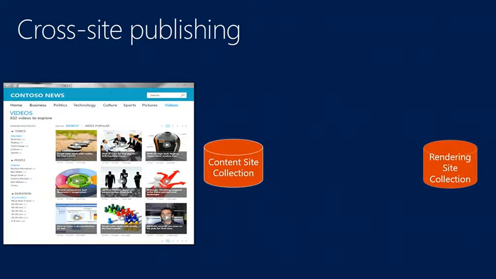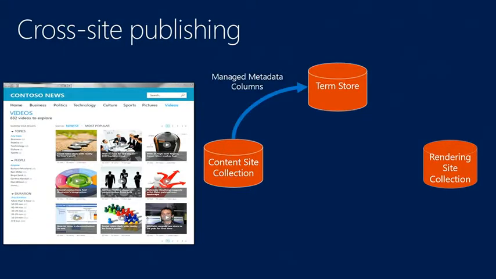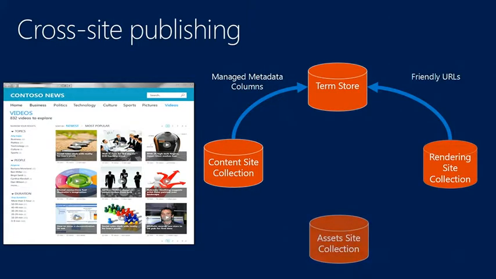In a typical installation, you'll have a content site collection where your content authors create stuff, and a rendering site, which might be a public website, where consumers view that content. You'd have a term store, using the managed metadata service, which you use to tag content in your content site collection and add navigation to your rendering site collection. Typically, you'd also have an asset site collection, which provides images and media to both the other collections as well.